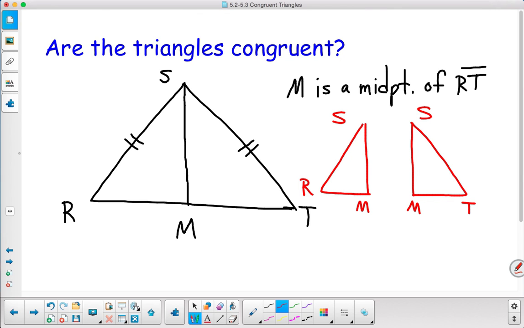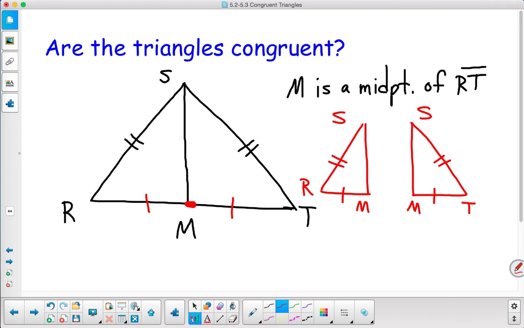Okay, markings that were in the diagram, RS was congruent to ST, and that's all. Okay, think about that M being a midpoint of RT. If M is the midpoint of segment RT, then MR and MT will be the same length. So MR and MT are the same because of the definition of what a midpoint is.